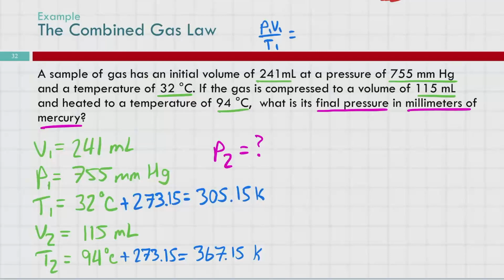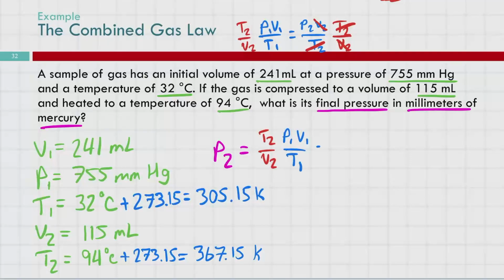So P1 V1 over T1 equals P2 V2 over T2. We want to get P2 by itself. So we're going to multiply by T2 over V2 to get them to move from the right side to the left side. Now we no longer have a question mark. We've got T2 over V2, P1 V1 over T1.